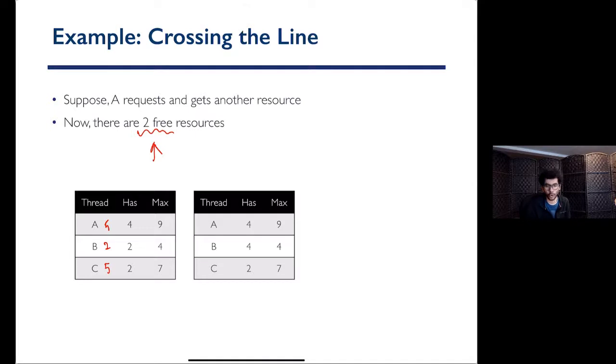Now I have 4. So after this step, I will have 4 resources. A wants 5, C wants 5, and I only have 4. And now I have a deadlock, right? So it's not a safe state. It means that if they simultaneously ask for their max, I will have deadlock. So it's unsafe.